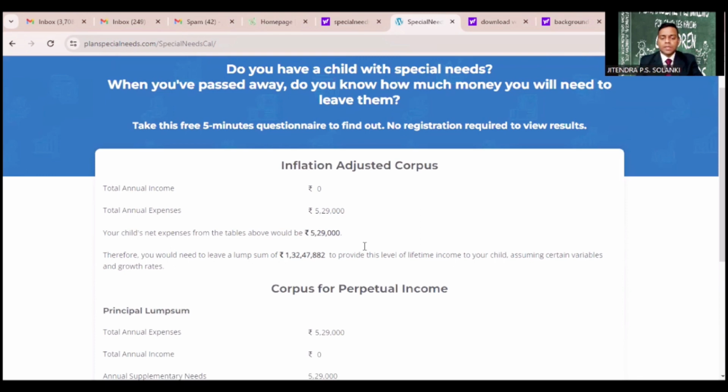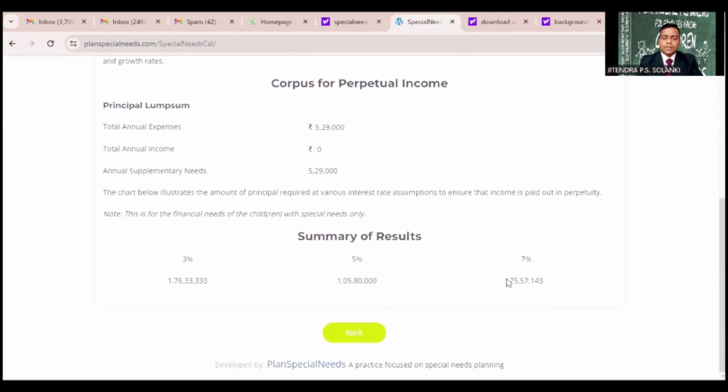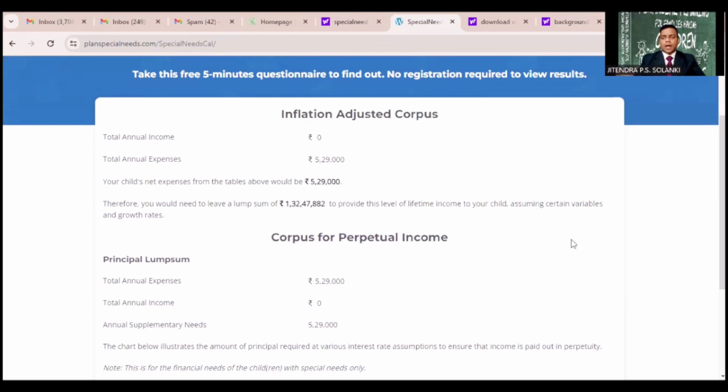This is the amount of money you require. If you do not have this much money accumulated, then it simply says this is the amount of insurance you need to buy for provisioning for your special need child. And this is the bare minimum. So this is how this calculator works. And this is the only calculator available to families.